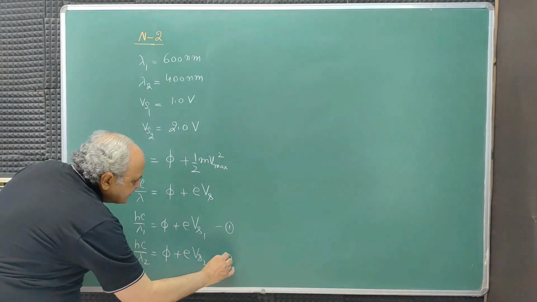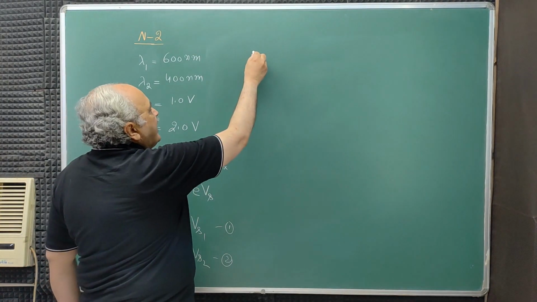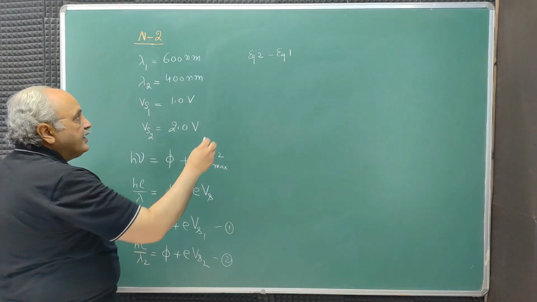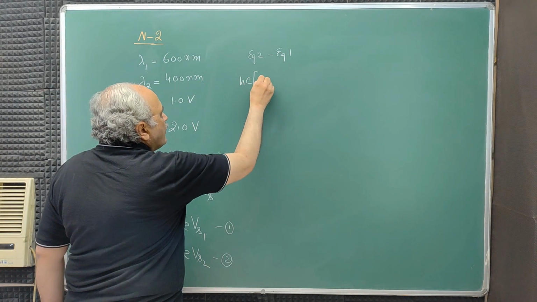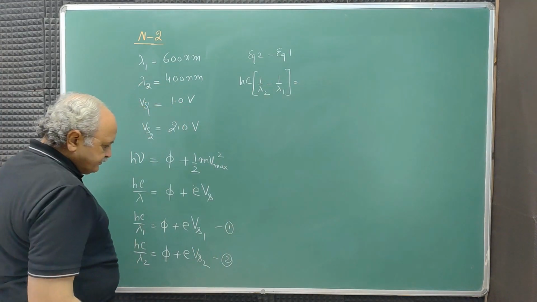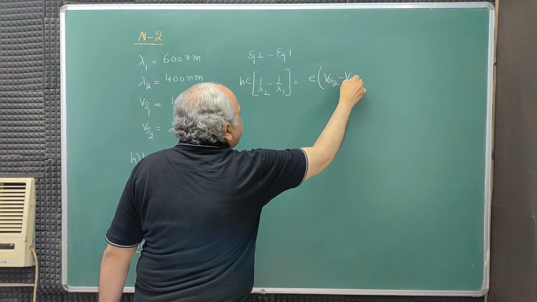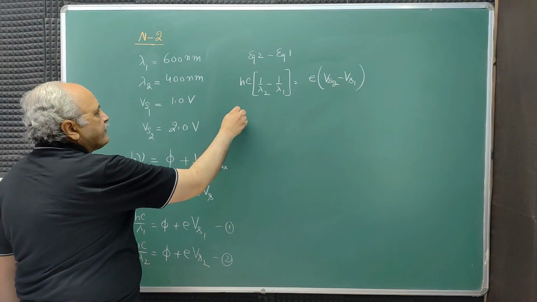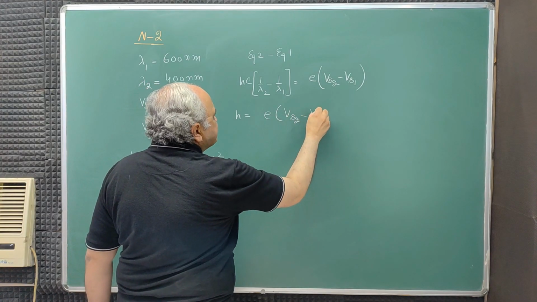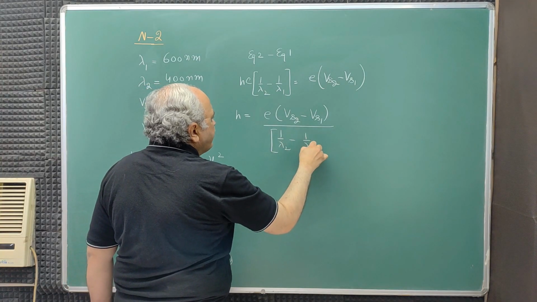So let's do the subtraction of equation 2 by equation 1, and we write equation 2 minus equation 1 as hc into (1 by lambda 2 minus 1 by lambda 1) is equal to E into (Vs2 minus Vs1). So you can write the Planck's constant as E (Vs2 minus Vs1) divided by c (1 by lambda 2 minus 1 by lambda 1).